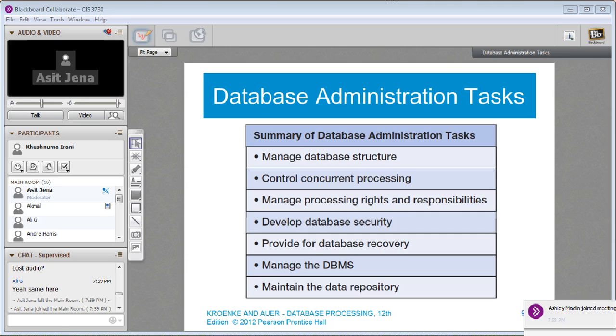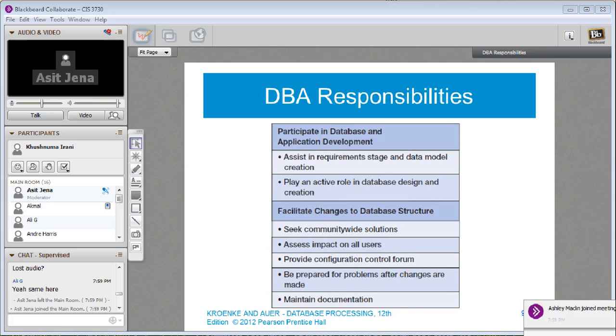Okay. So that's the job. Manage the DBMS, maintain the data repository. So that's what the DBA does. Participate in database application development, assist in requirements test and data model creation. That's what they do, the data model. Play active role in database design and creations.